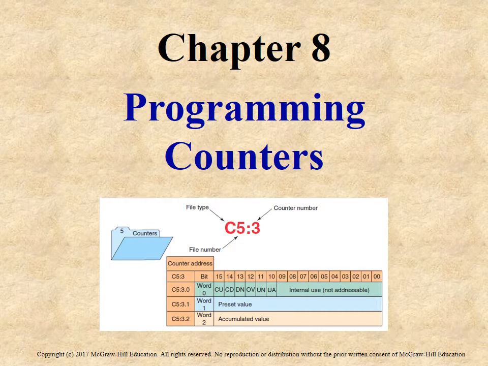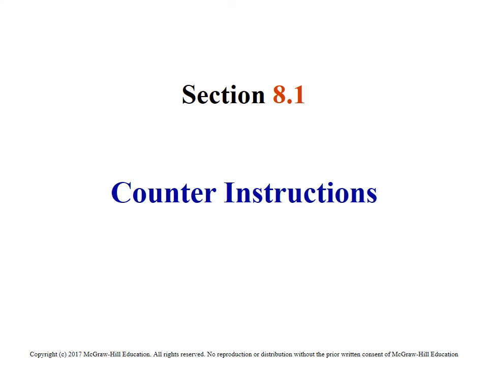Noting that just like the timers, there are 3 words associated to them. Even in the 5000, it'll still be 3 words. The difference is that each one of these words is going to be 32 bits long, not 16 bits long. The individual bits or the control word bits will be the same: the counter up, counter down, done bit, over, under, and I can't remember what UA is. We'll be getting that in a minute. The preset value is going to be a 32-bit word instead of 16, and the accumulated value will be a 32-bit word instead of 16. So, counter instructions.